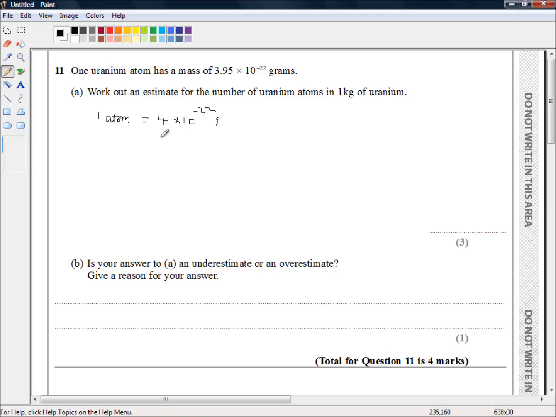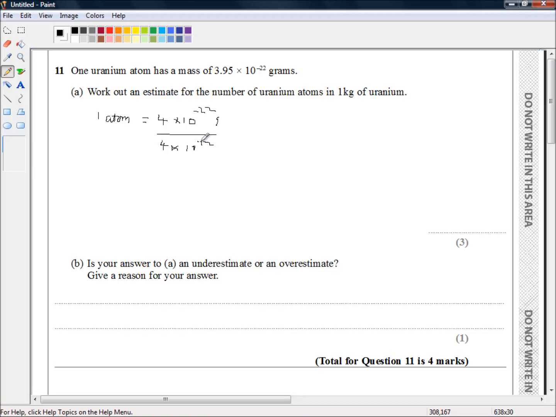Okay, so what we want to do now is we know how many grams there are in one atom. What we want to know is how many atoms there are in 1 gram. Well, if we convert this number to 1 gram, all we do is divide by the same number, because anything divided by itself is 1. So if we divide this by 4 times 10 to the power negative 22, never mind the fact that it's in standard notation, any number, no matter how complicated, if divided by itself, will always equal 1.